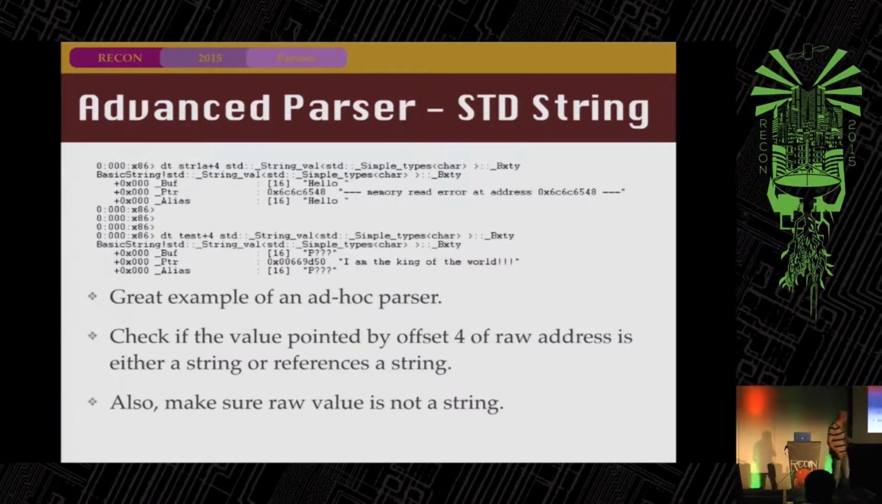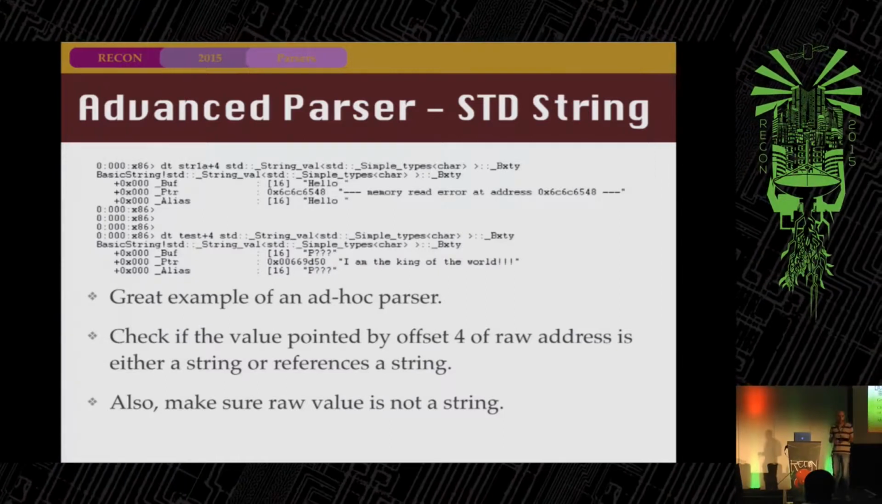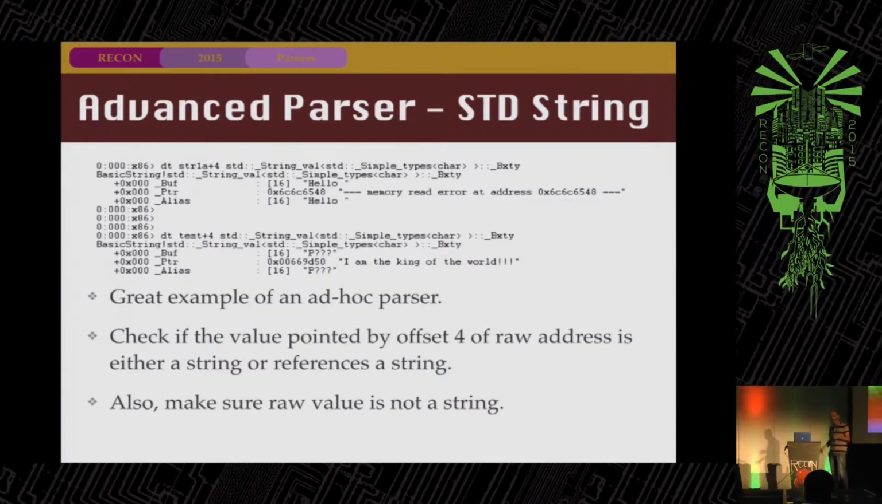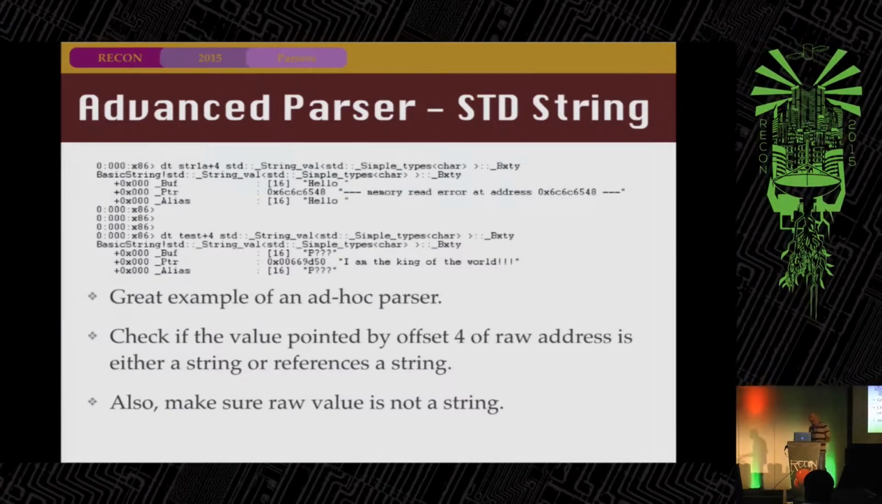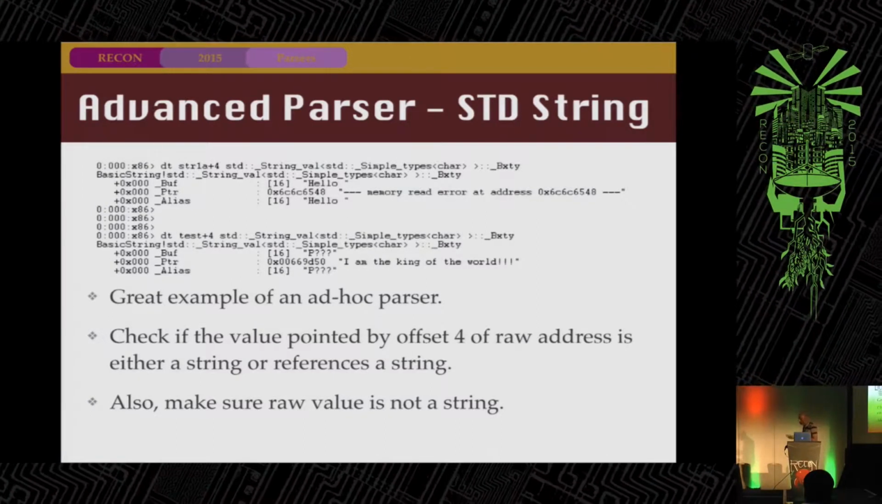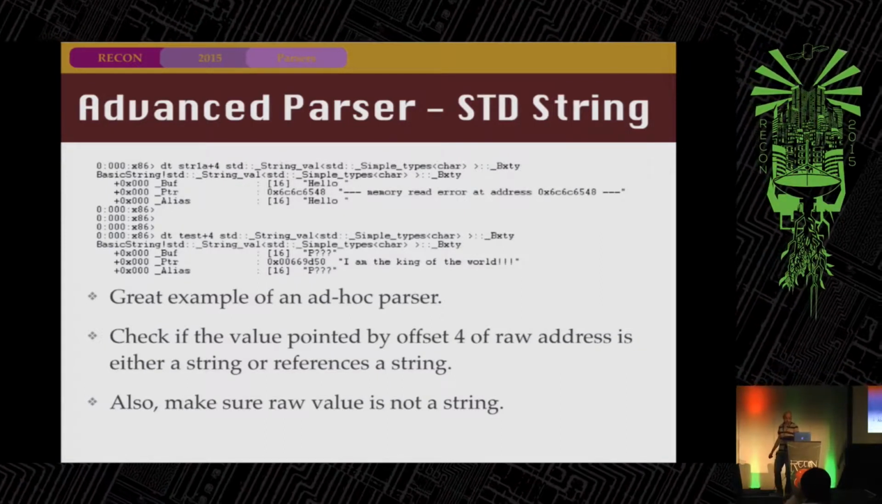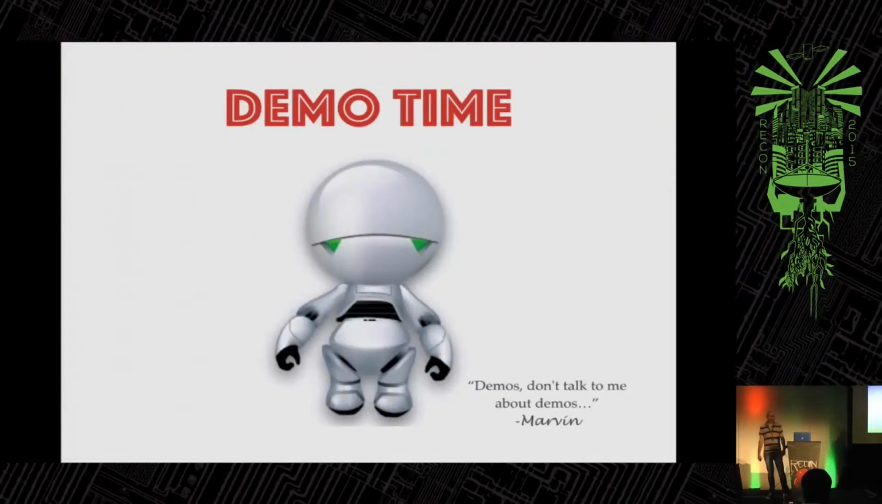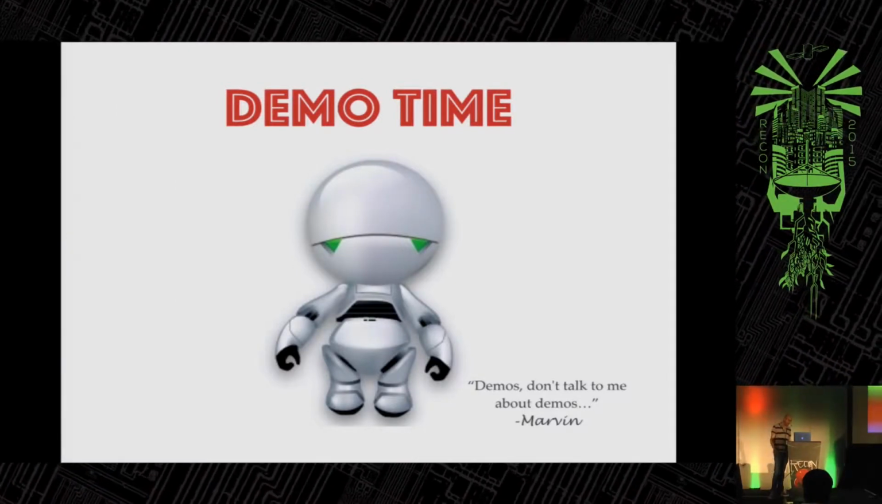One more thing to note is that if offset 4 is a string, then we might also want to check that offset 0 is not a string. We'll just be looking at the substring there. But if we just implement this logic, then we have a parser for basic strings, and all of a sudden we can see all runtime executed basic strings. So that's basically it.